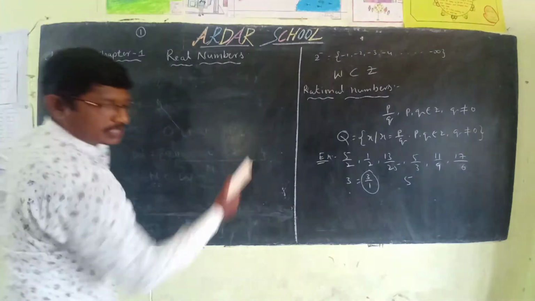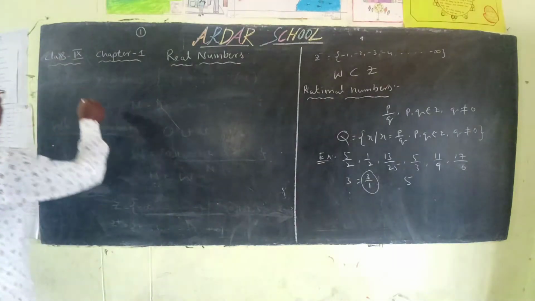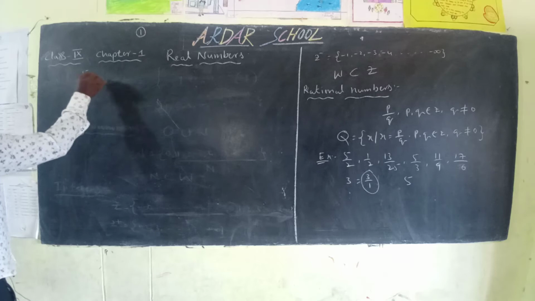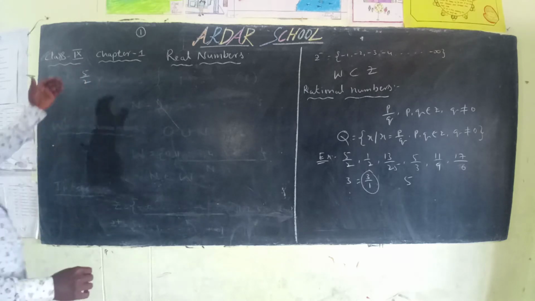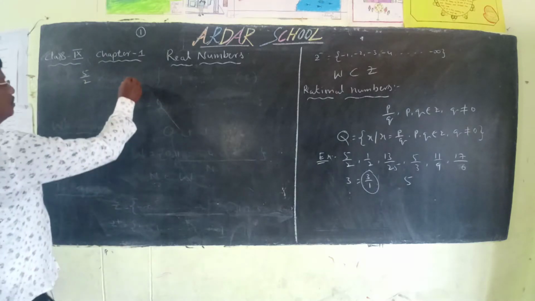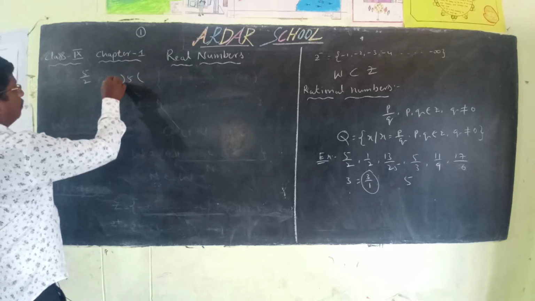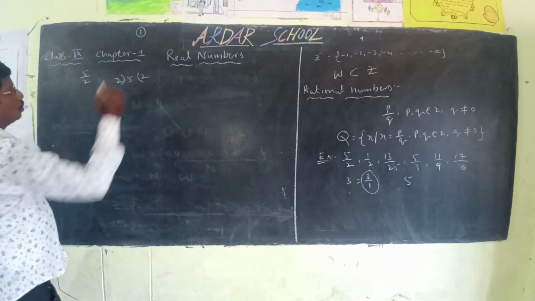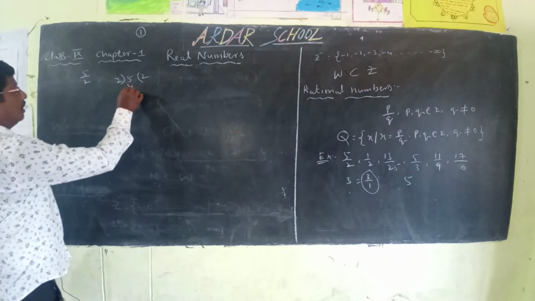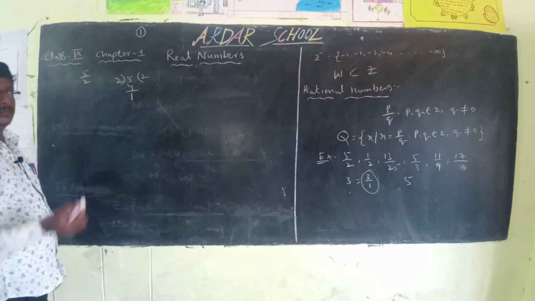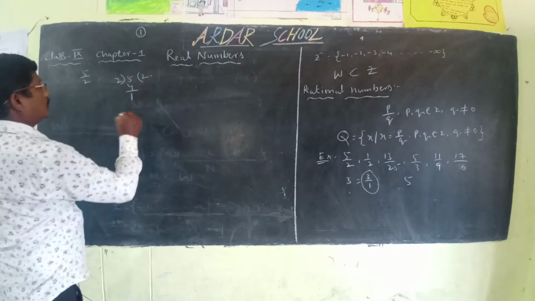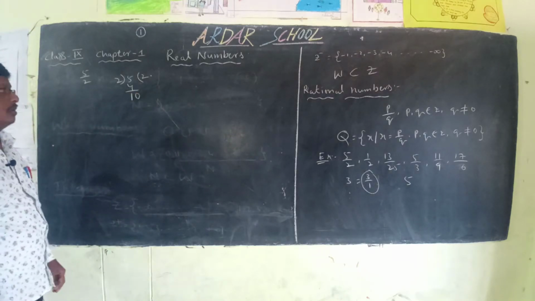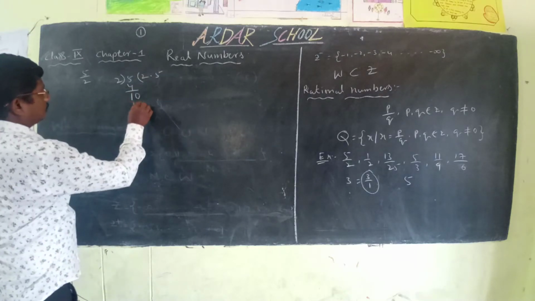Take the first example, 5 by 2. 5 by 2 means 5 is divided by 2. So you have to divide 5 by 2. 2 twos are 4, here the remainder is 1. Take the decimal point and take 0. 2 fives are 10.